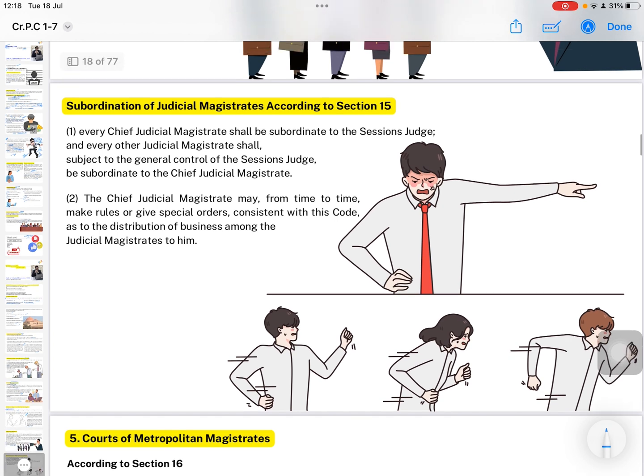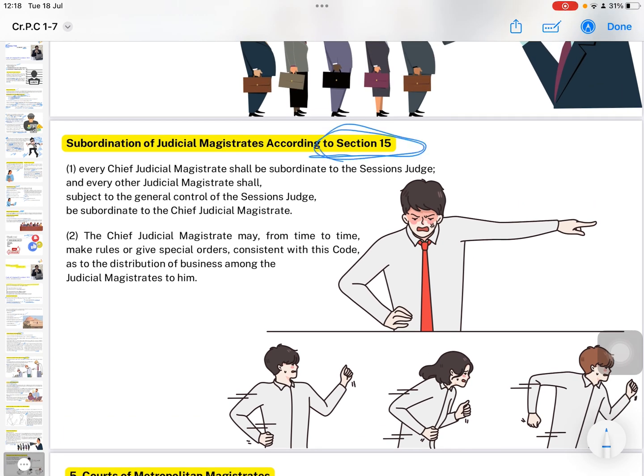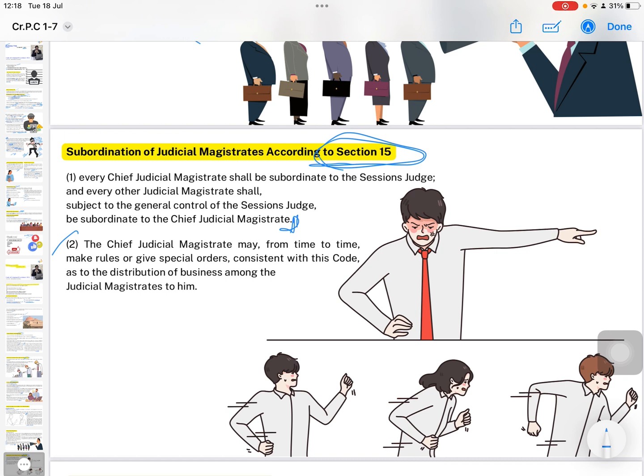Subordination क्या क्या है judicial magistrate के वो देखते हैं. According to section 15, every chief judicial magistrate shall be subordinate to the session judge, and every other judicial magistrate shall, subject to the general control of the session judge, be subordinate to the chief judicial magistrate. The chief judicial magistrate may from time to time make rules or give special order consistent with this code as to the distribution of business among the judicial magistrates subordinate to him.